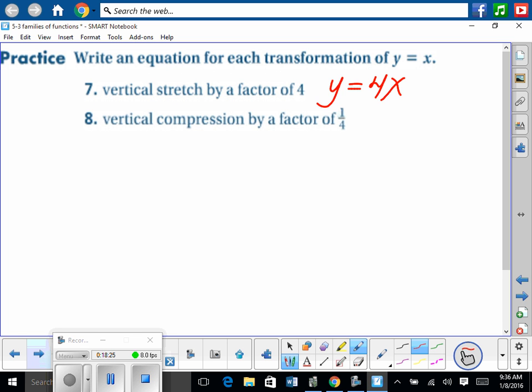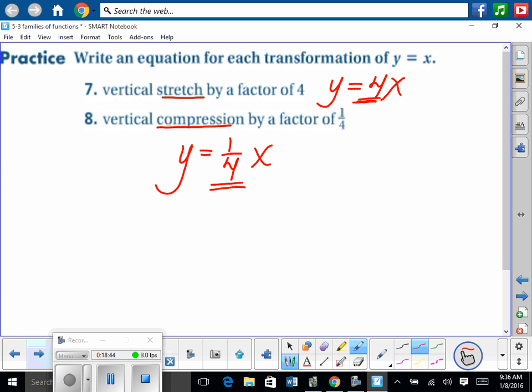And then a vertical compression. So once again, isn't this a value greater than 1? So that's why it's a stretch. And a vertical compression by a factor of 1/4. So we'll take that function, y equals x, and we're going to multiply it by 1/4. Once again, the reason it's a compression is because our a value is less than 1. Is everybody comfortable with that?